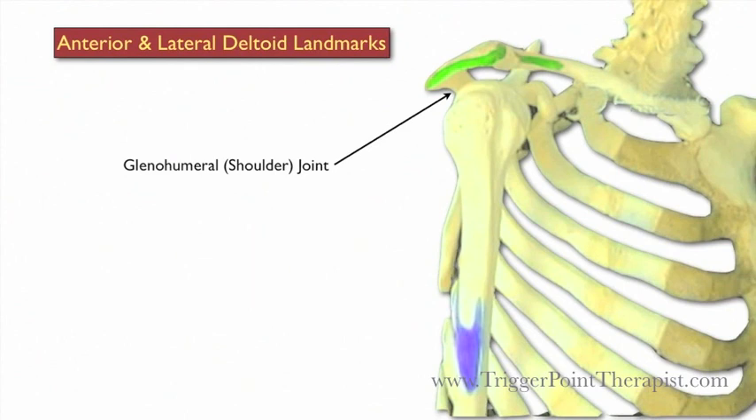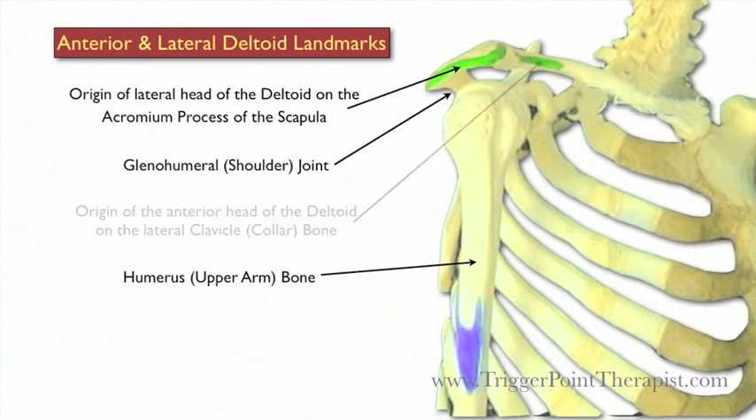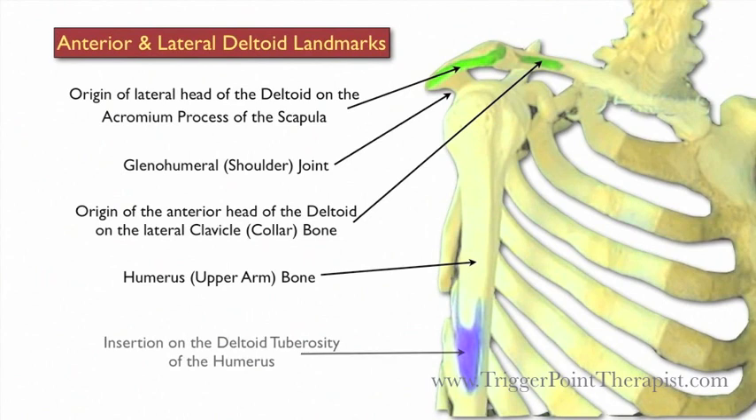Let's look at the landmarks for the anterior and lateral deltoids. First, we have the glenohumeral joint and the humerus. The origin of the lateral head of the deltoid is on the acromion process of the scapula, and the origin of the anterior head of the deltoid is on the lateral clavicle. They both insert on the deltoid tuberosity of the humerus.